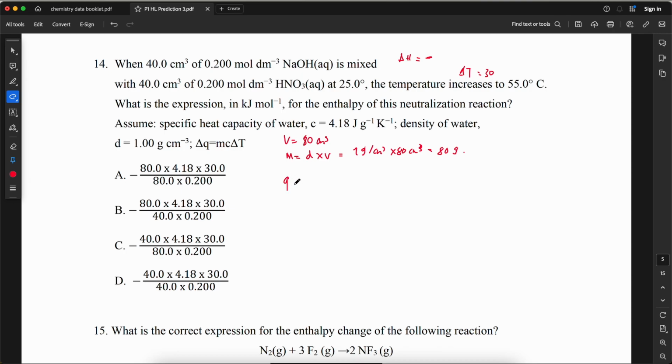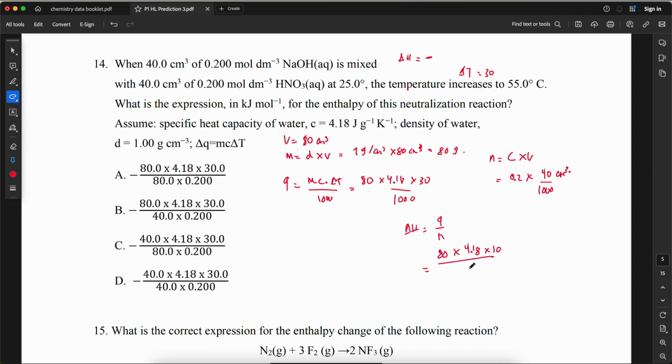So now let's find Q, which is m c delta T divided by 1000, because it should be in kilojoule. So 80 times 4.18 times 30 divided by 1000. Now we need to find mole, which is C times V. The concentration is 0.2, so 0.2 times 40 divided by 1000, right? Now to find delta H, that would be Q divided by n. So that would be 80 times 4.18 times 30 divided by 1000, divided by 0.2 times 40 divided by 1000.